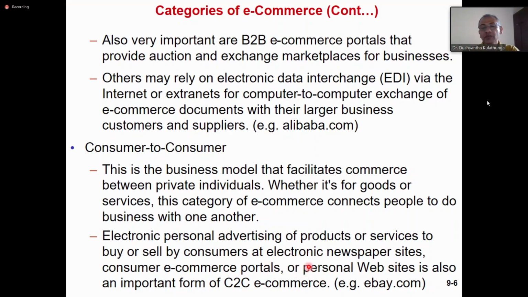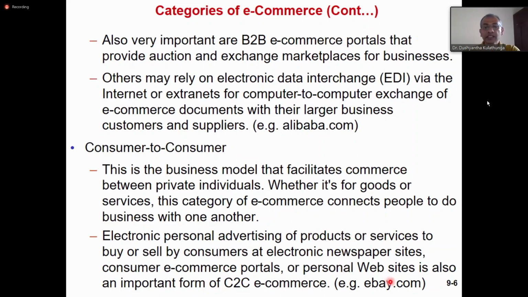Then certain individuals may have their own personal websites, and they can use their personal websites to advertise what they have to sell. So there can be different options available for individual consumers to connect with other individual consumers. The most famous example used for this C2C category is eBay.com, because when eBay started their business, they focused on this category. Basically, they facilitated transactions between individual consumers.